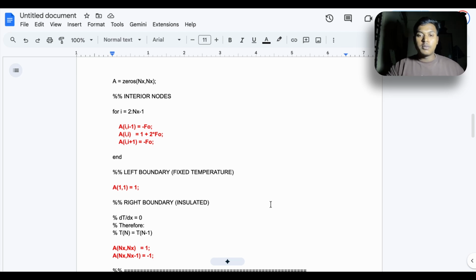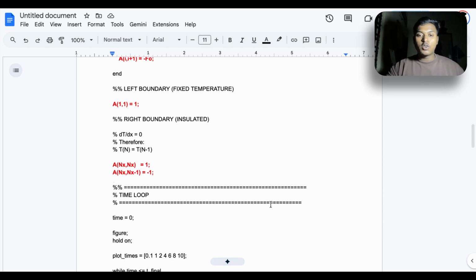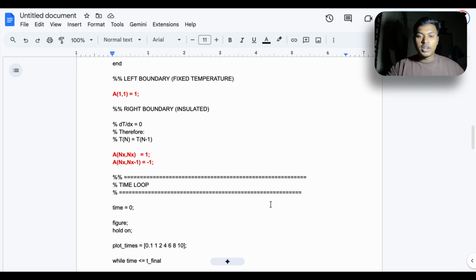Boundary conditions in MATLAB. Now the boundary conditions are applied. The fixed temperature boundary is implemented using A(1,1) equal to 1. I will show you the code. For the insulated boundary condition, here is the MATLAB code. This ensures zero temperature gradient at the insulated end.